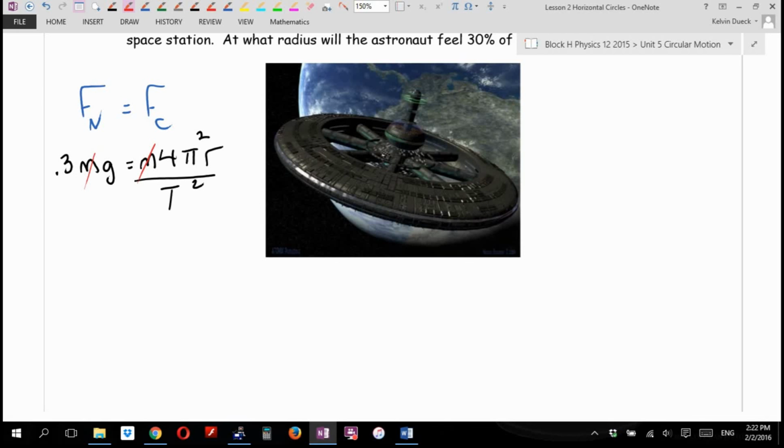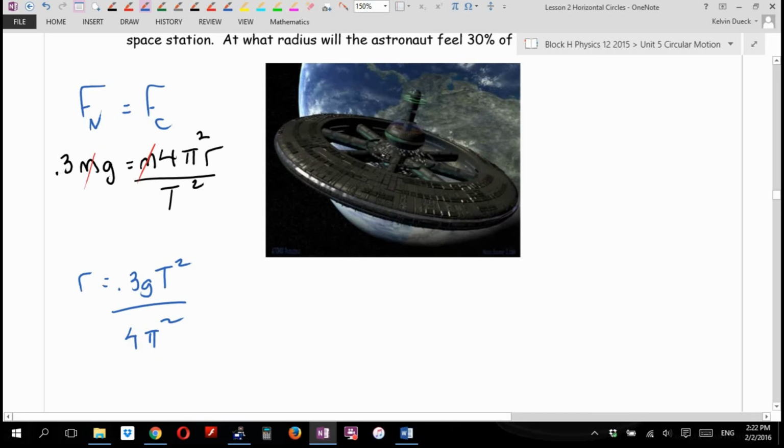The radius. Let's get the r by itself. I'll divide by 4 pi squared, and I'll times by t squared. By the way, this is why I've taught you and emphasized the formula manipulation so much, because the fact that you can see that is such a huge time saver. So the r is going to be 0.3 g t squared over 4 pi squared. That would get the r by itself.